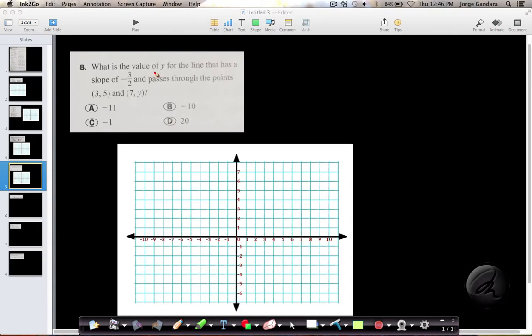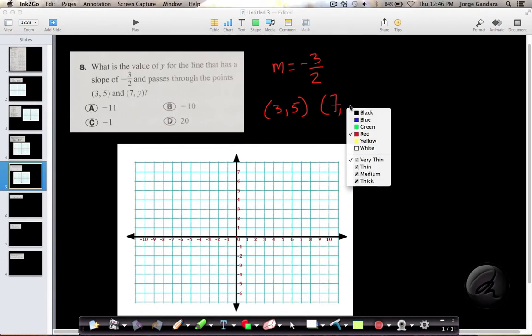What is the value of y for the line that has a slope of, so here's my slope, it's -3/2, and passes through points 3 and 5 and 7 and y. So it looks like I'm trying to find the value of y.